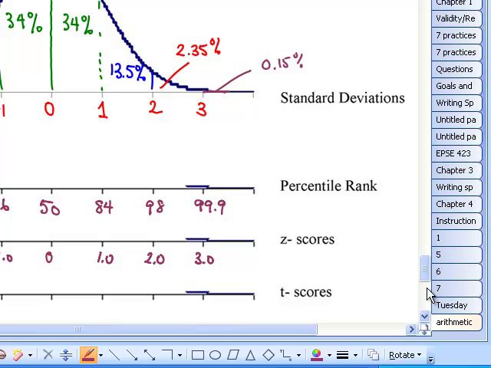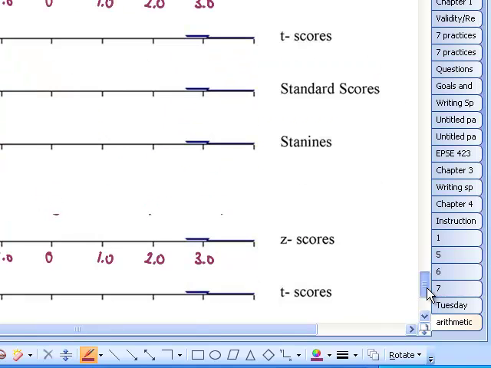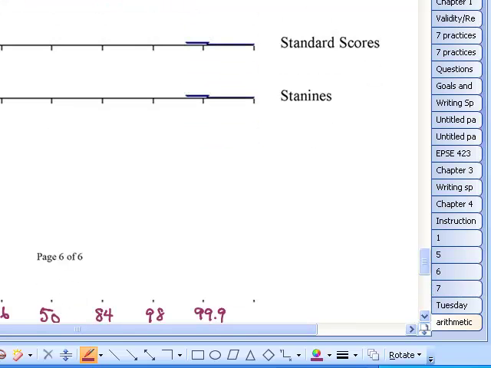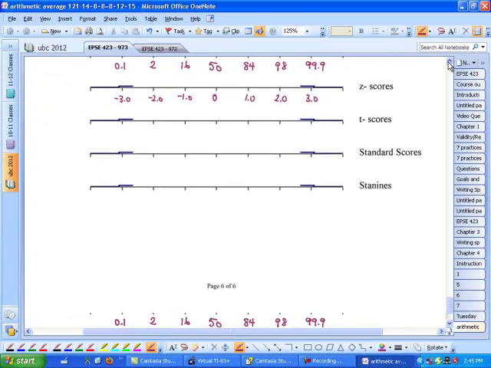uh-oh, my computer froze, so here it comes. Whoa, strange. It's lagging.